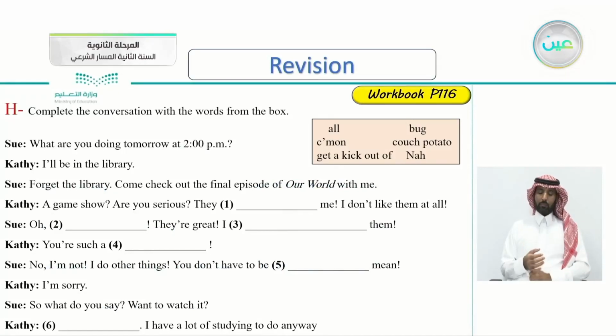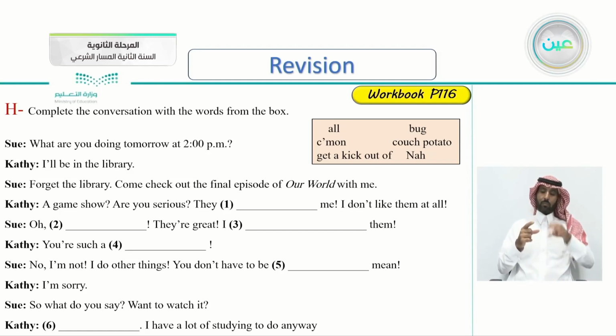The second exercise here on page 116, complete the conversation with the words from the box. We have 6 words here. All, come on, get a kick out of, bug, couch potato, and nah. So this is a conversation between Sue and Kathy. Sue, what are you doing tomorrow at 2 p.m.? Kathy, I'll be in the library.